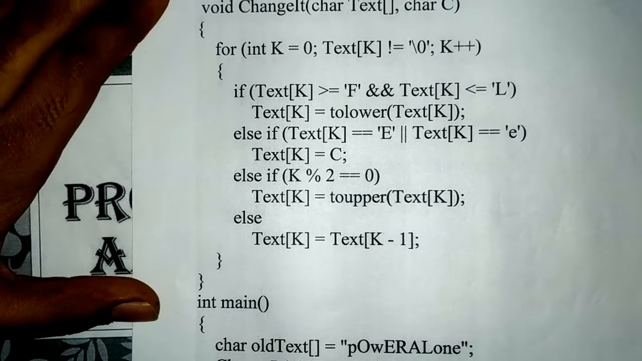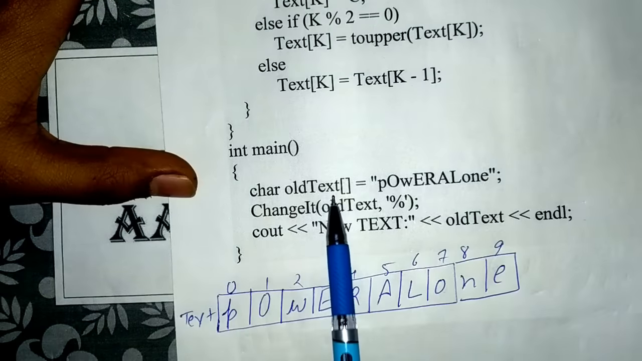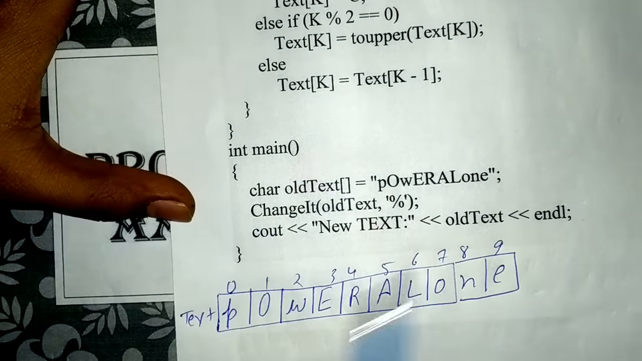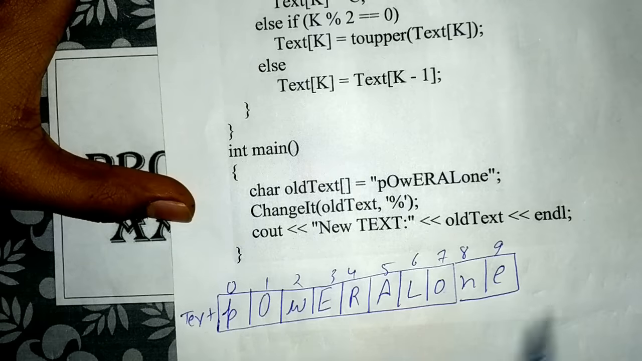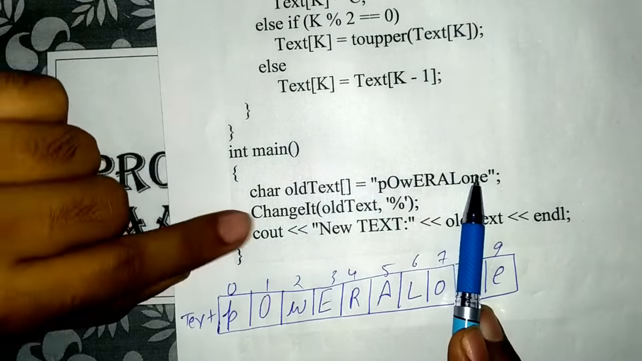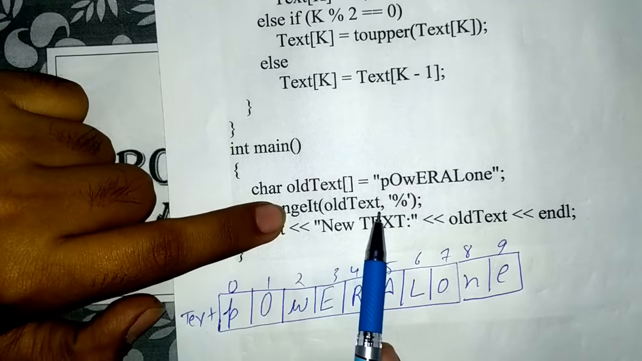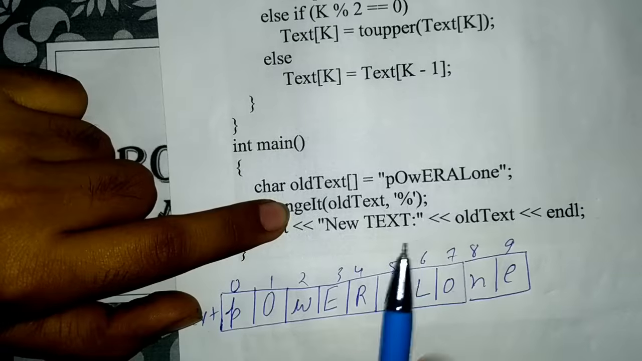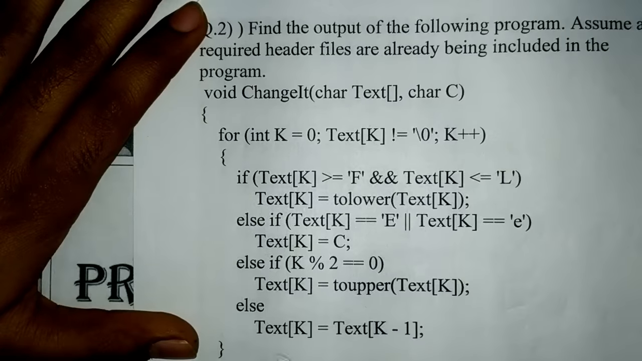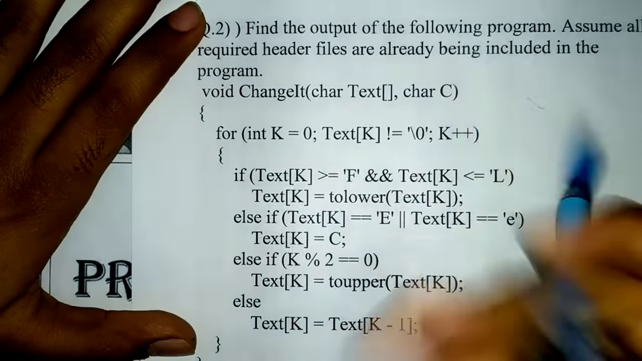Let's take one more example of the same type. Here I am taking one more question, that is character all text, it is power alone. So I have written here the power alone and marks the index number. We are passing all text into the change function with one more argument, that is percent. That means all text will be passed to the text and percent will be the value of c.